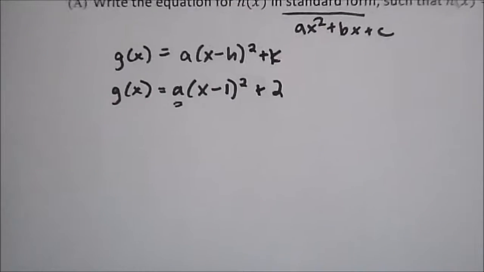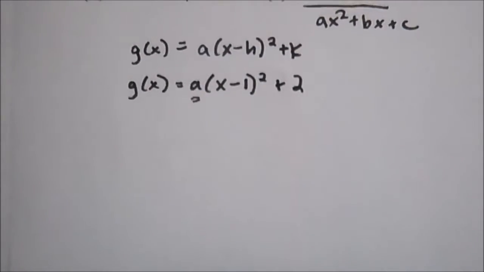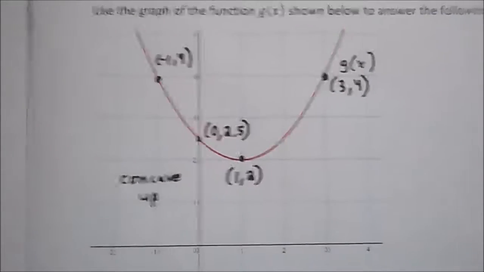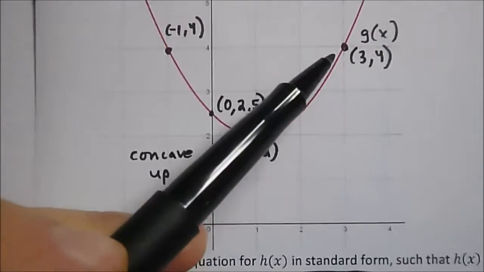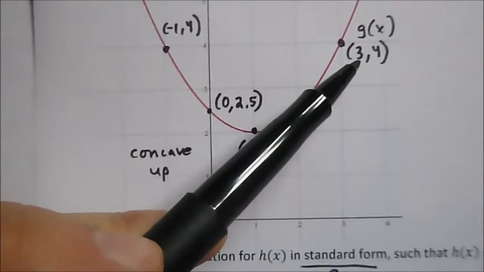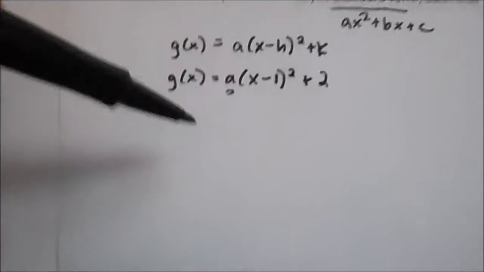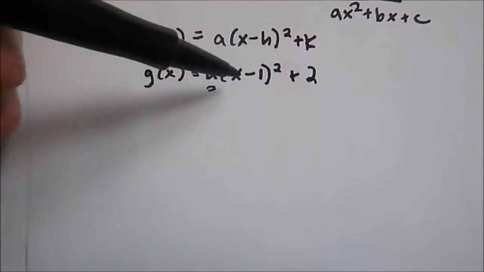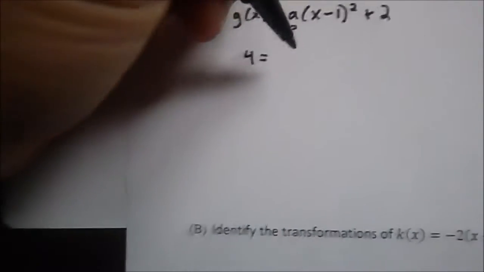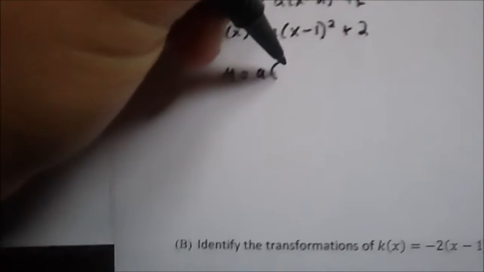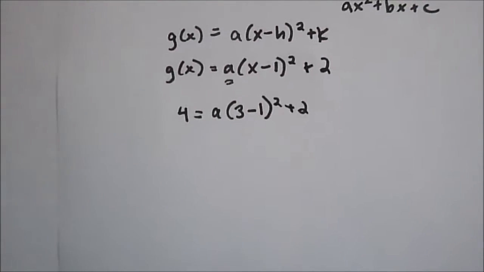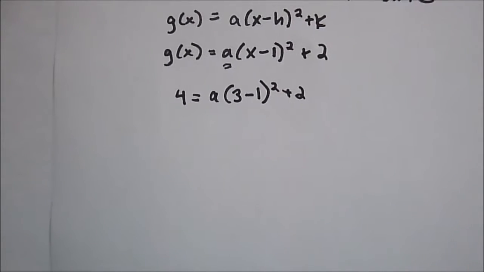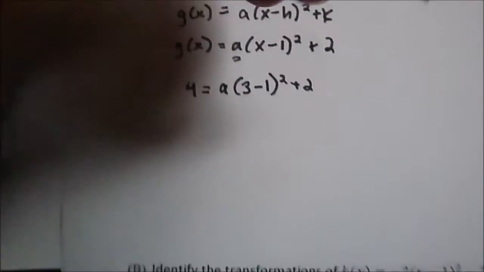So the way I can deal with my a value is by picking any point on the graph other than the vertex. You could use the y-intercept, you could use this point, you could use this point. I'm going to use the point (3, 4). It does not matter which one you use. And I'm going to sub in the point (3, 4) into my equation. So 4 goes in for y, which is g(x), equals a times (3 minus 1) squared plus 2.